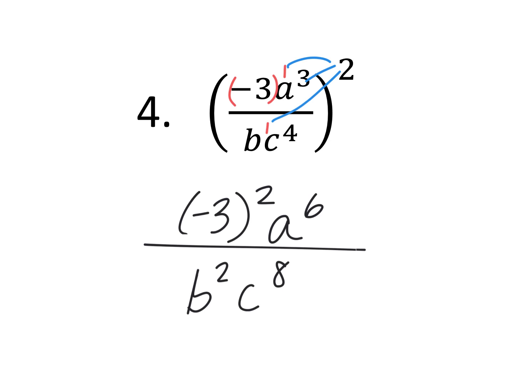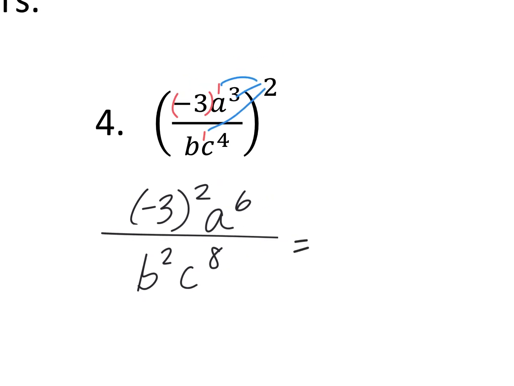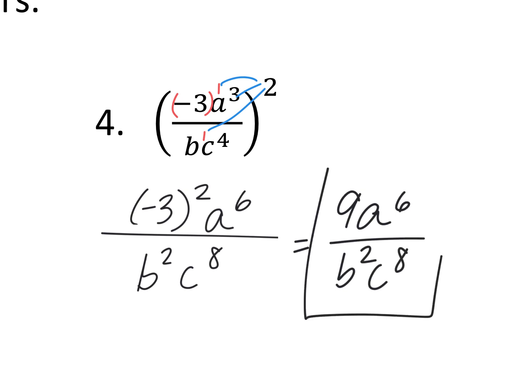This is a situation where it would be kind of tacky if you left it like this, okay? So -3 squared, that's an easy one. 9, +9, right? So it's -9 times -9. Any number squared that's negative should be positive. So 9a to the 6 over b squared c to the 8th is better than what you just had.